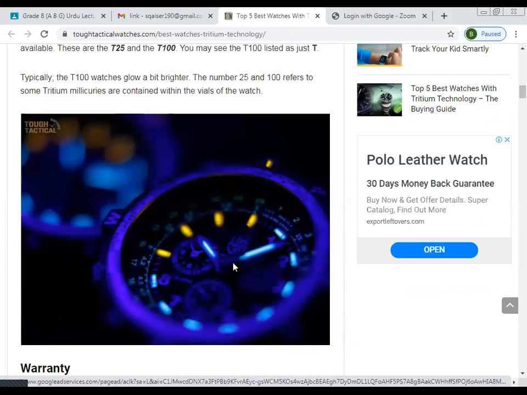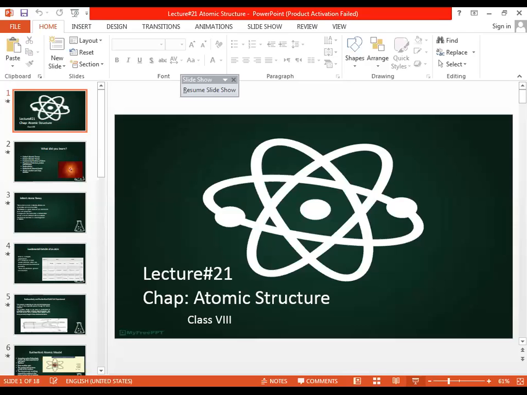We have some alarm clocks as well, which glow at night time, and we can easily see the time. So this is called tritium technology. What do we call it? Tritium technology. This is the isotope of hydrogen. Okay, got it? Let's move to our lesson.